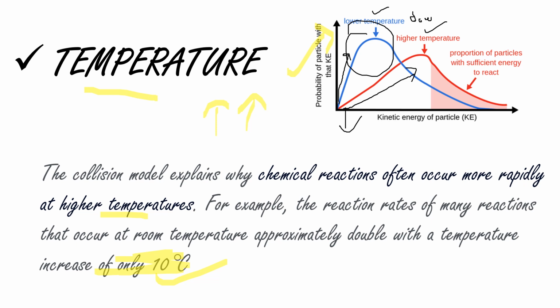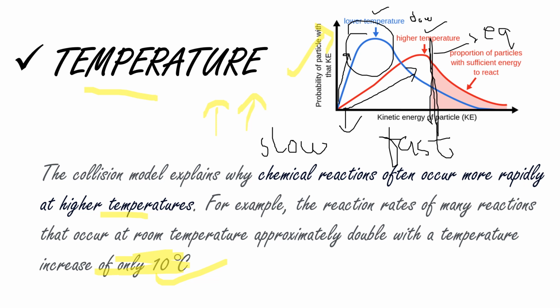Now basically there is a concept. The slow reaction lasts for more time as compared to the fast reaction. A fast reaction usually doesn't occur for a long time. It needs more time to get stabilized. If we compare both of the reactions, we can see the proportion of the particles with sufficient energy to react is here. Both of the reactions have an equilibrium state. This state is known as the equilibrium state.